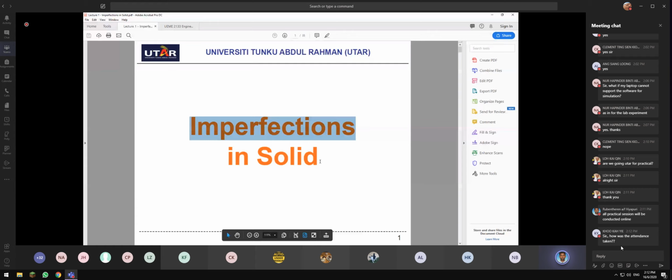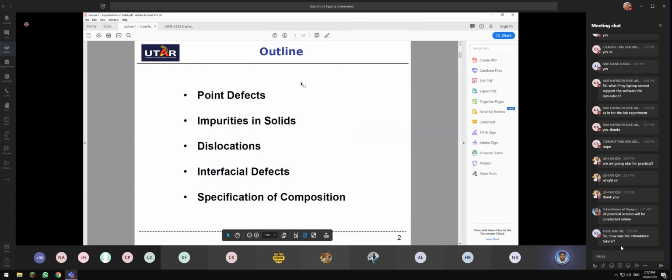Okay. Now, imperfections in solids. Now, this is the outline for today's lecture. There are lots of types of imperfection of solids, but I'll be covering only some of it. The first one is point defects. By the word point defect, you should be able to interpret this point. All the defects are in terms of point. And then you have impurities in solid. For example, alloys. Alloys are impurities.